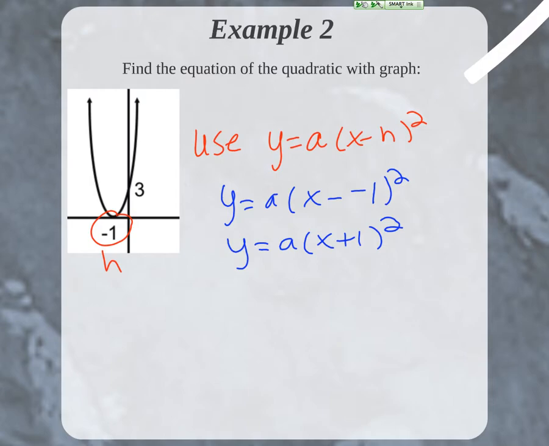Then, in a very similar fashion, I'm crossing the y-axis, so I've got another point that's on my parabola, and my point here is (0, 3), so I can plug that in for x and y in order to find a. Most of these examples, not all, but most, the point that we are using is the y-intercept, but it doesn't have to be. It could be any point that's on the parabola.